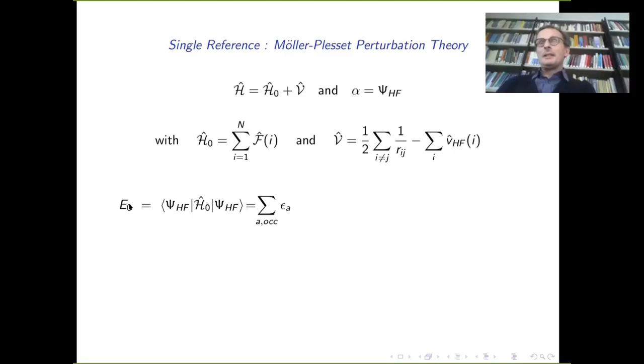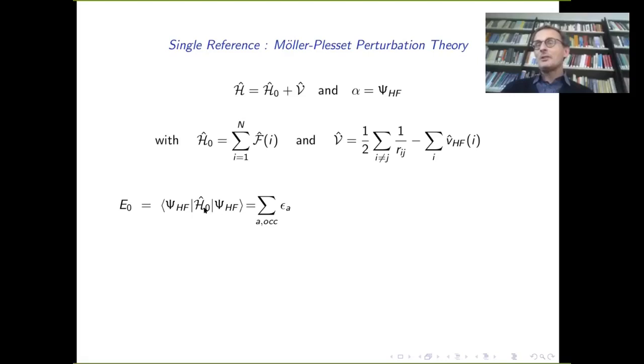Well, the E naught is just the expectation value of the Hartree-Fock energy for the H naught value. So this is just the summation. This is a one electron operator. So summing up the occupied orbital energies. Okay, and let me emphasize that E naught is not the Hartree-Fock energy. You remember, when you sum up these, there's a double counting of the electron-electron interactions. But this is not H, this is H naught, right?